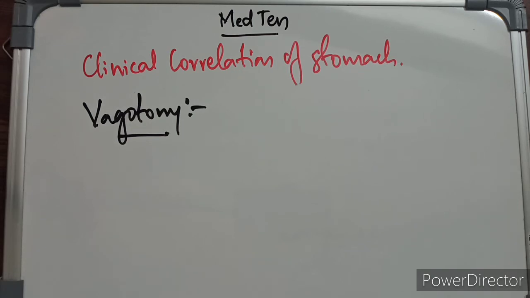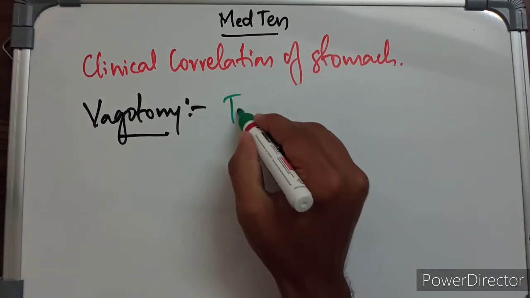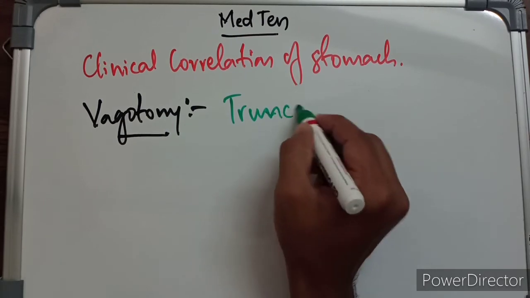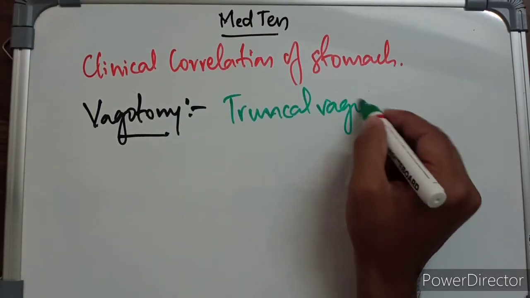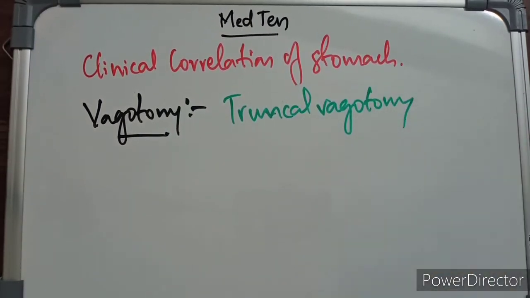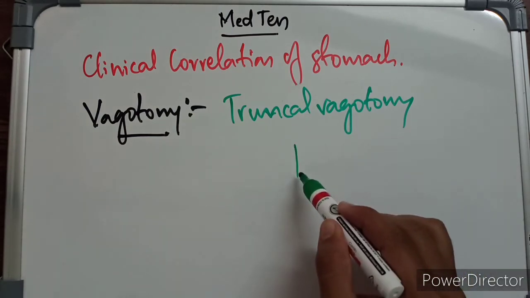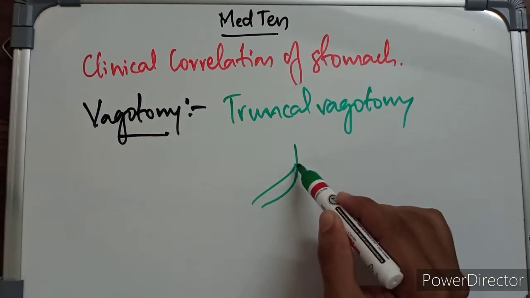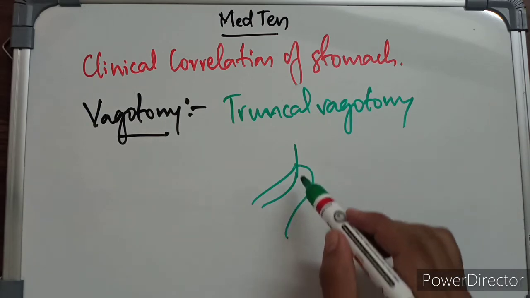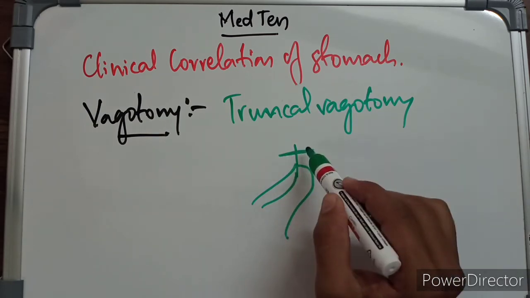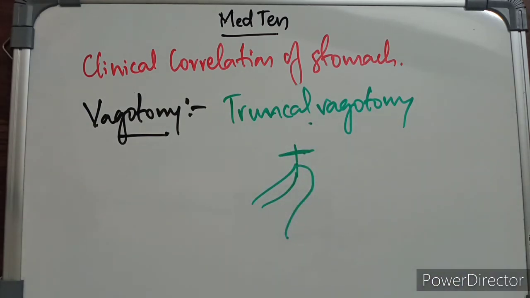What are the types of vagotomy they will do? One is the truncal vagotomy. In truncal vagotomy, the anterior and the posterior vagal trunks are cut at the lower end of the esophagus, above the origin of the hepatic and celiac branches. You know that the anterior vagal trunk gives a celiac branch, a hepatic branch, and the anterior nerve of Latarjet. Above this origin, they cut here. This is known as the truncal vagotomy.